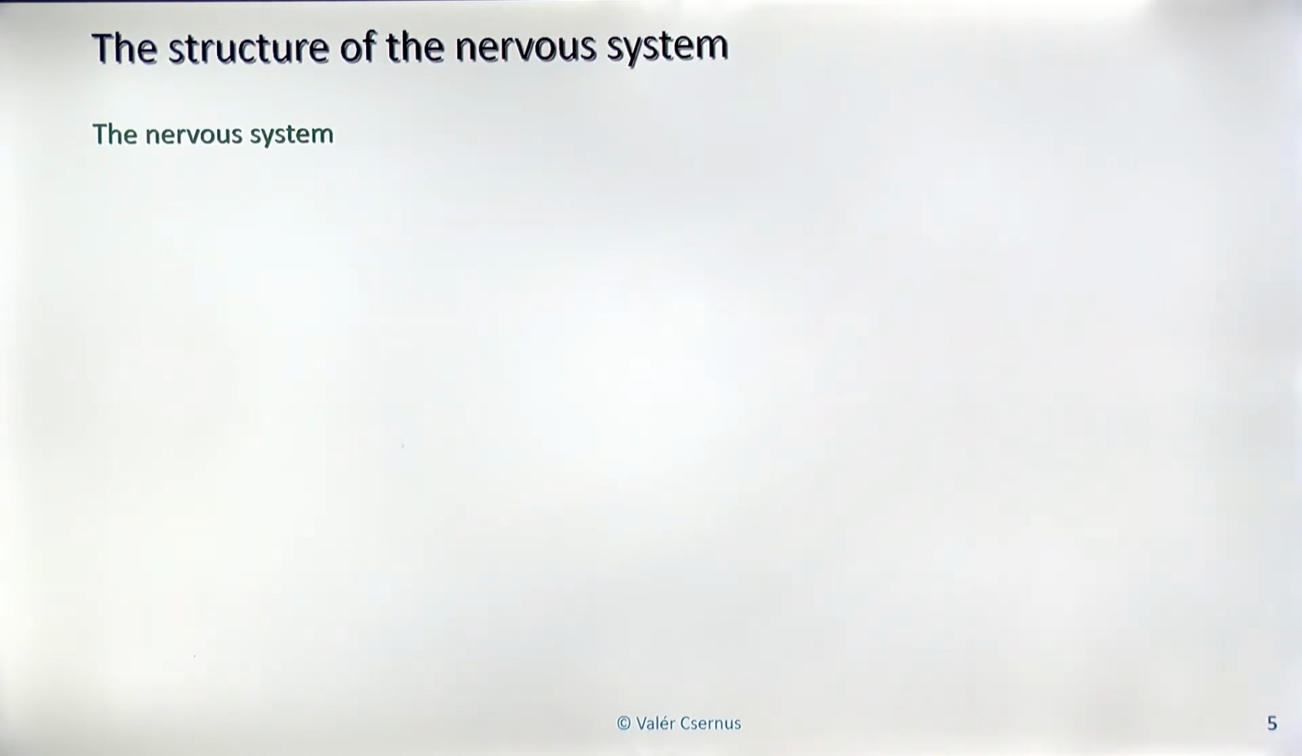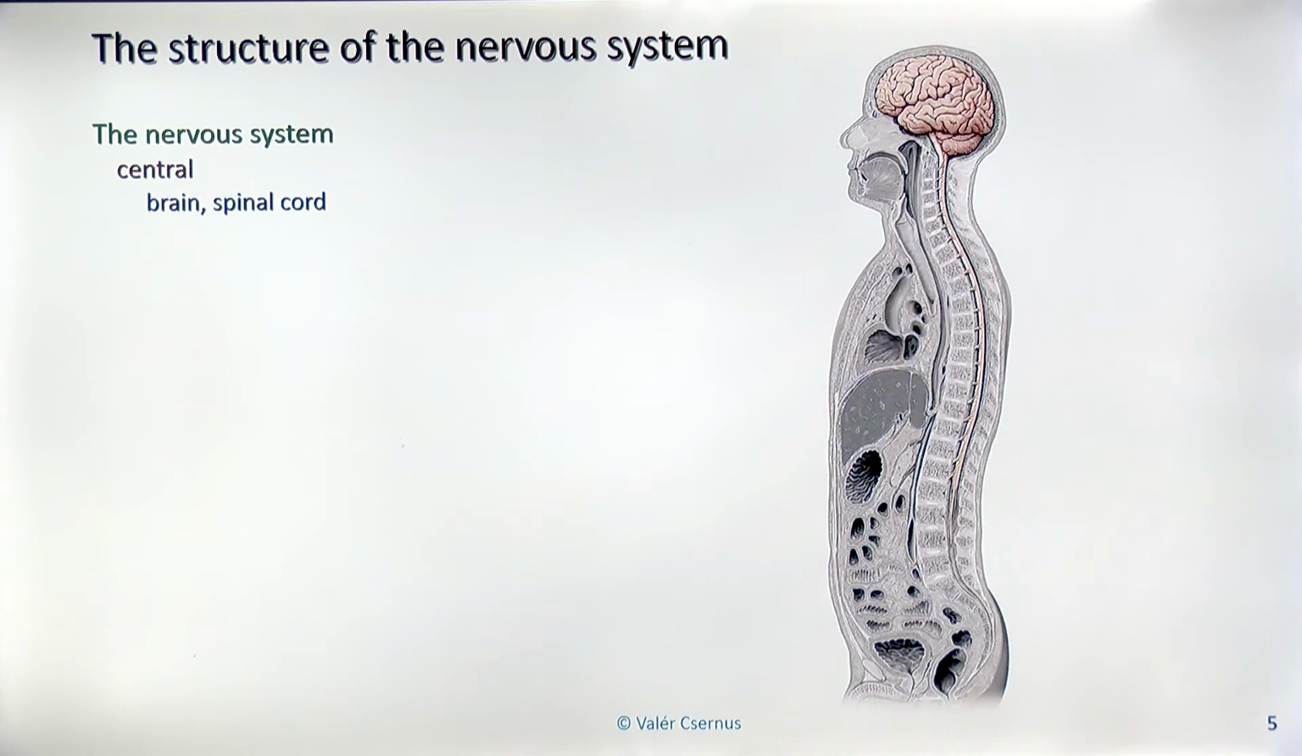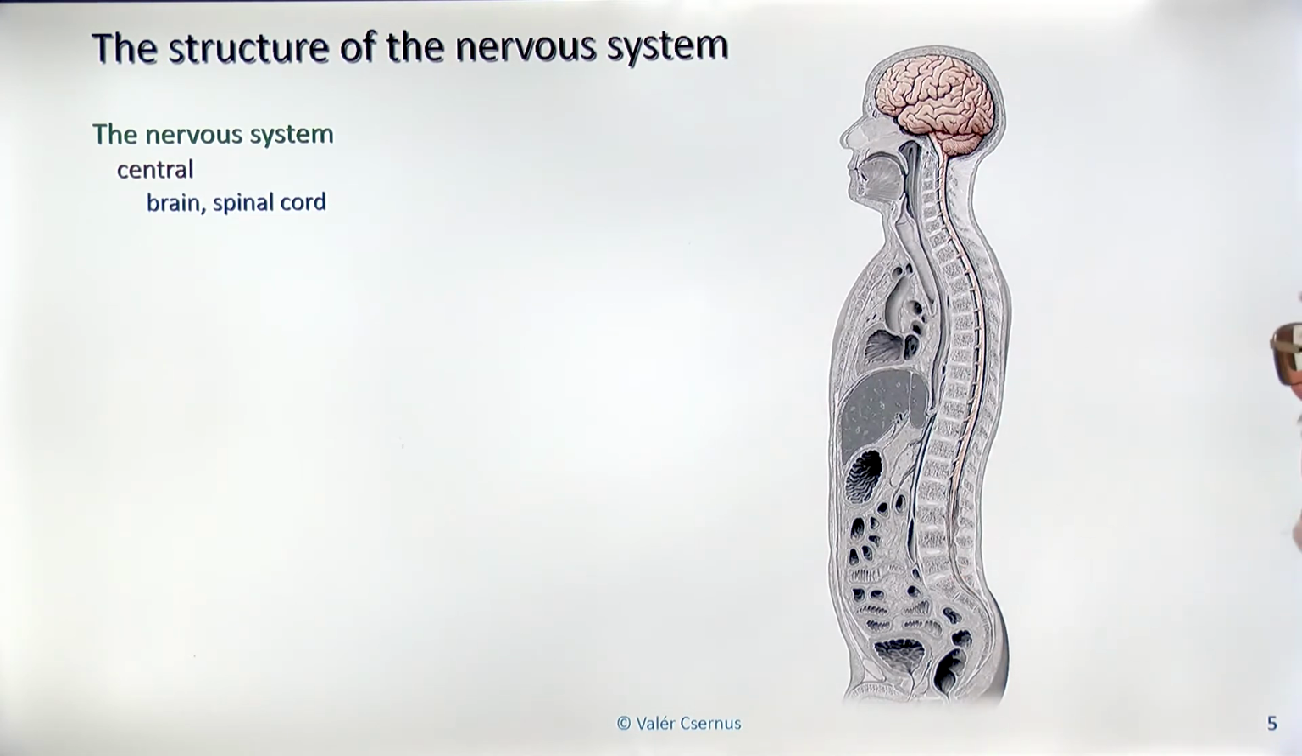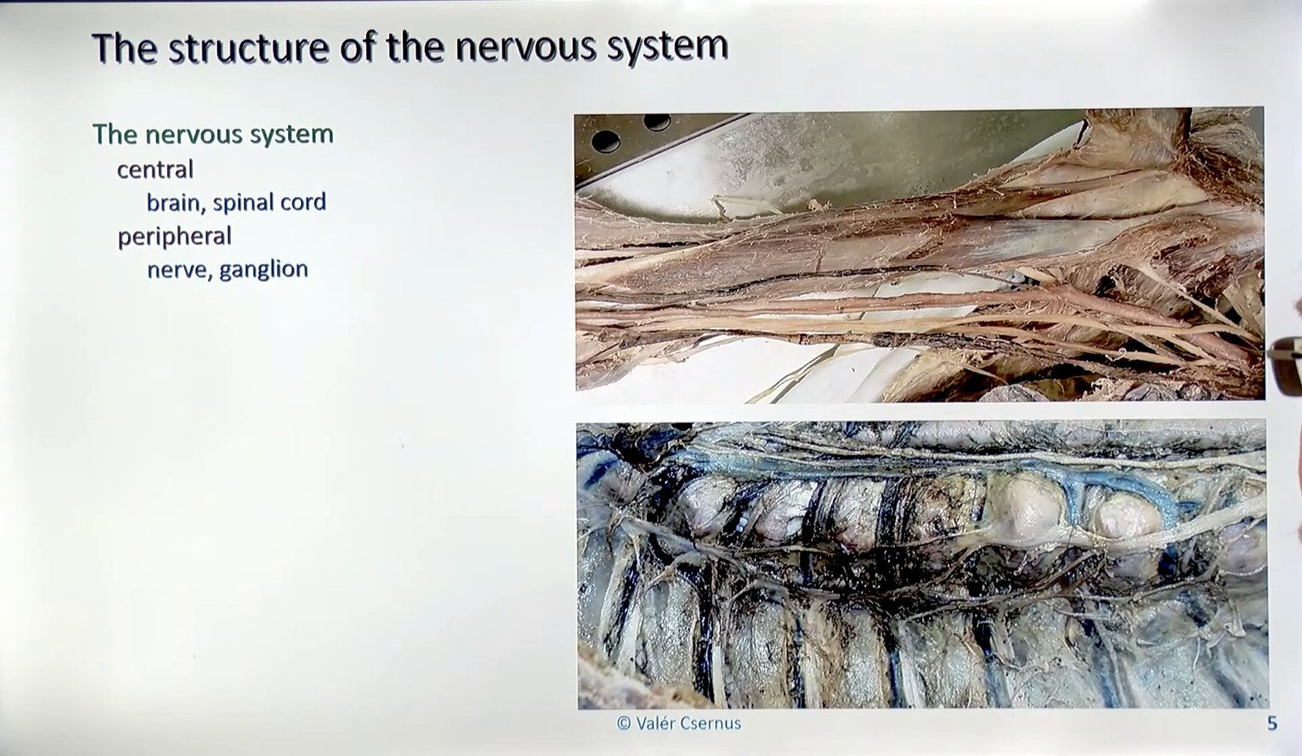Nervous system. As you know from the kindergarten, we have a central and peripheral nervous system. The central nervous system contains the brain and the spinal cord, and the peripheral nervous system has the nerves, these are practically nerve fibers, and some ganglion where we have nerve cell bodies.